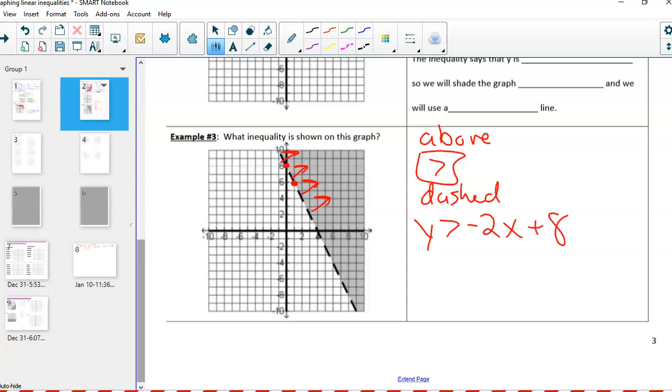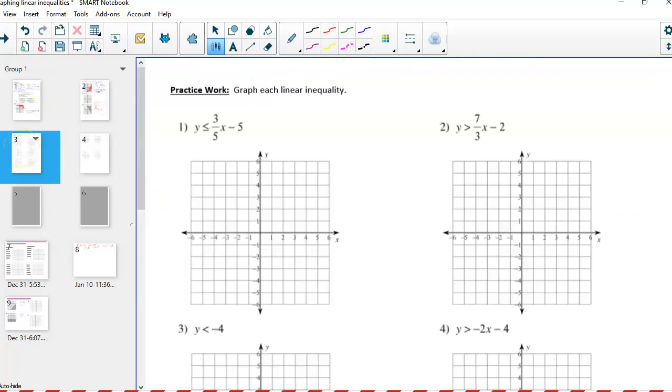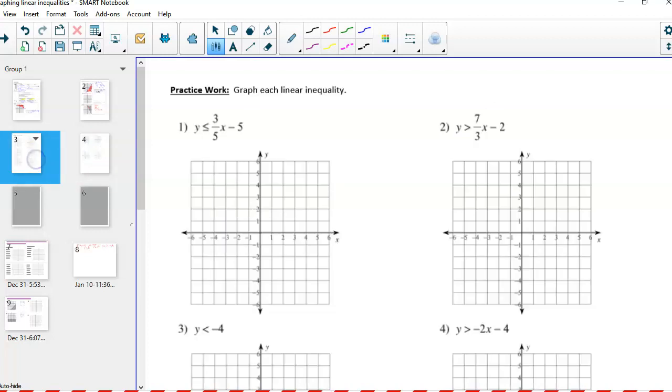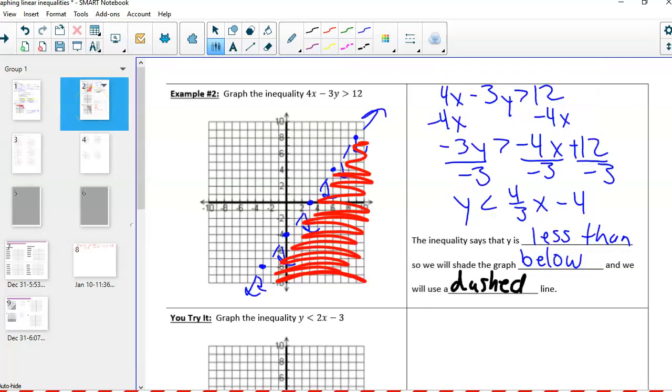Okay. I want you to try the you try it on the same page. And then once you do that, I want you to go on to the next pages. Do 1 through 10. I will say that for 3 and 6, you're going to need to think toy bucks to help graph it. Just work at your seat. I want you working on the you try it on this page and the next 10 problems.